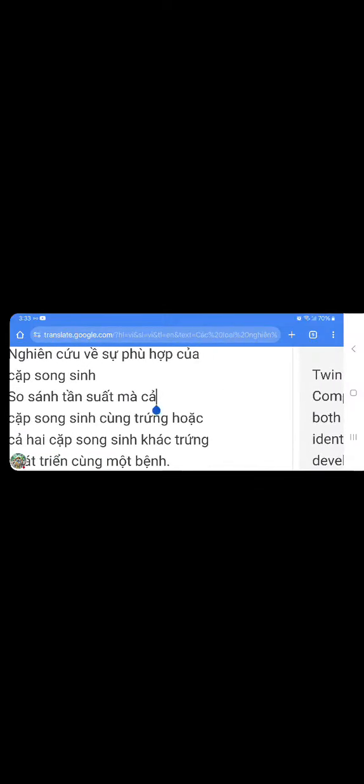Now let's talk about the twin concordance study. That's where we compare the frequency with which both identical twins, which is monozygotic, or both fraternal twins, which is dizygotic, develop the same disease. So then they want to find out whether it is genetically affected or environmentally affected, which stands for genetic, which is nature, versus environment or education, the condition of nurture, something like that.